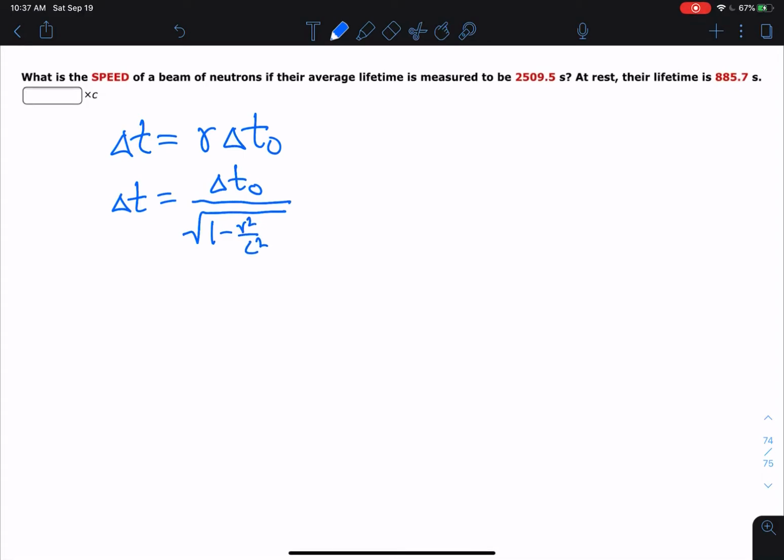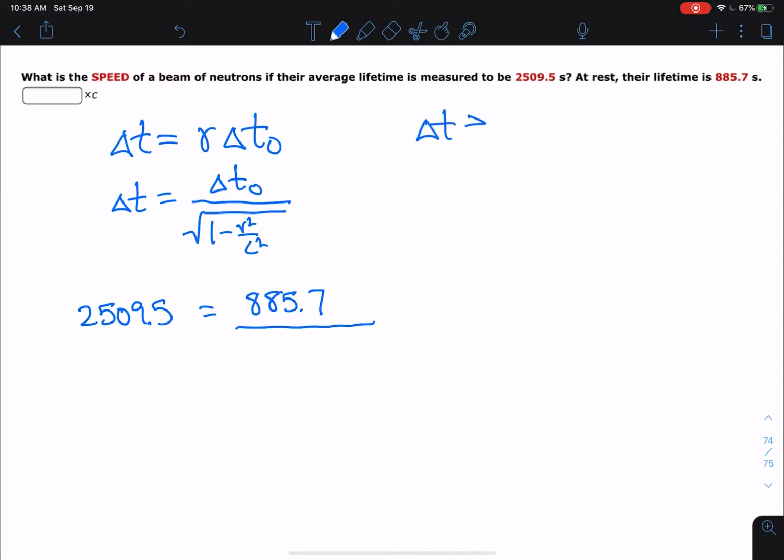Okay, so I know my delta T. So delta T is 2,509.5, and delta T naught is 885.7. Now, how do I know that? Well, there's a couple ways. First, I know that delta T is greater than or equal to delta T naught. So they couldn't possibly be swapped. There's no way that could be.